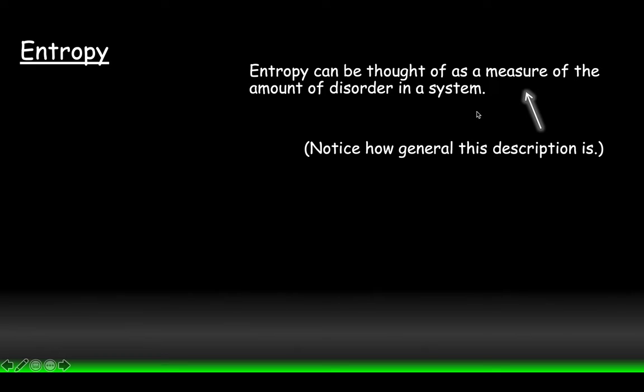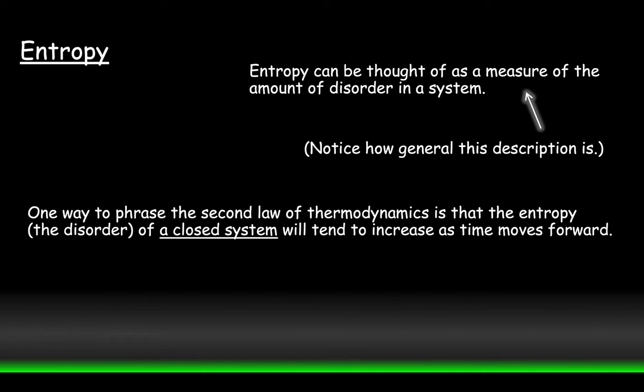I'm also not really defining what I mean by the system. Is the system a chamber of gas particles, or a bedroom where you have your clothes and your books and your computer and whatever else? Could the system be the Earth or the universe or something else? One way to phrase the second law of thermodynamics is that the amount of disorder in a closed system will tend to increase as time moves forward.